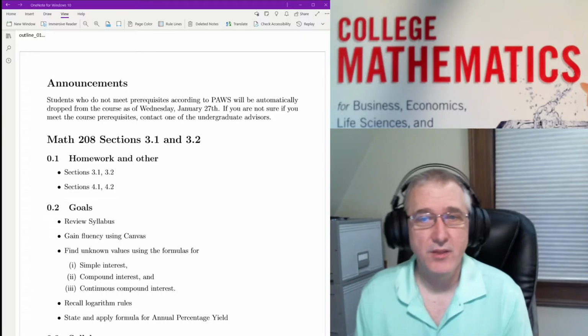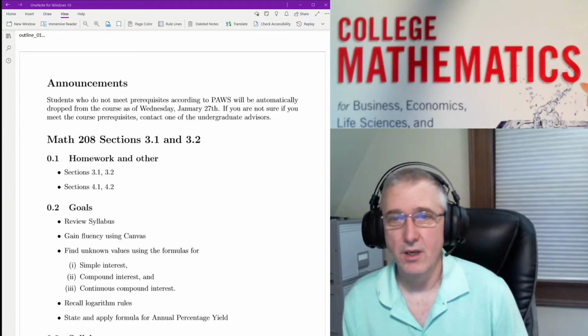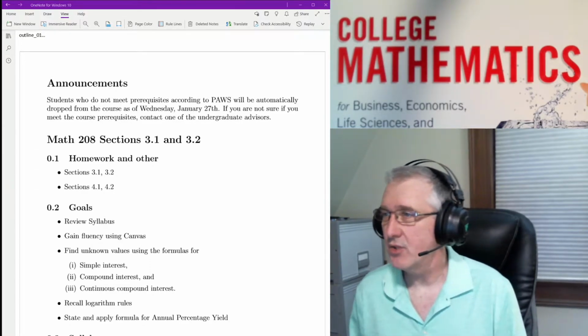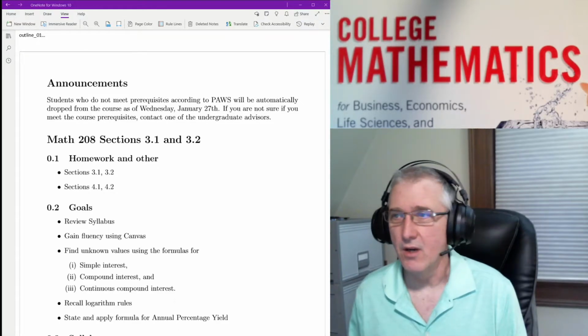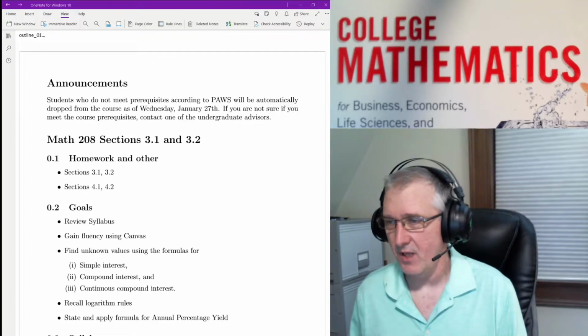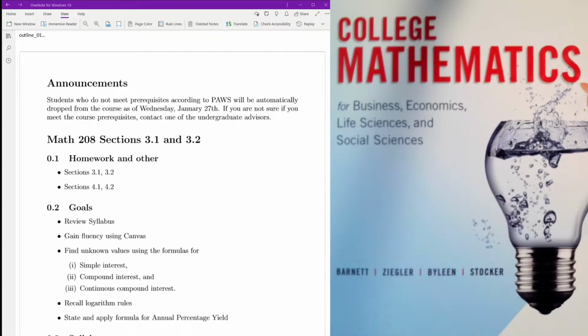This is Math 208, College Mathematics for Business, Economics, and Life Sciences. For the most part, we're going to be following through this book. You should have it. We're using the 14th edition.